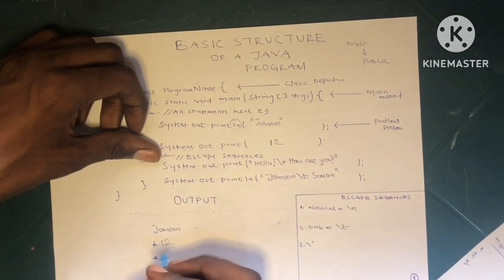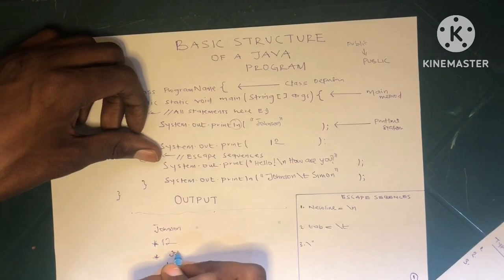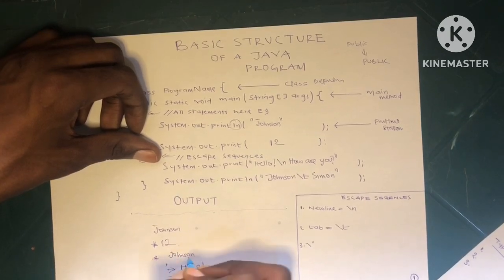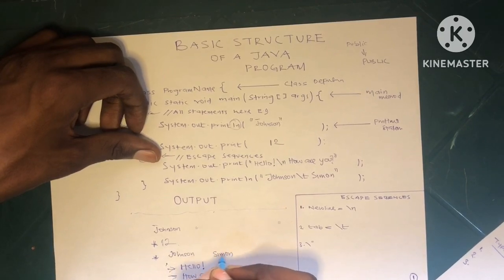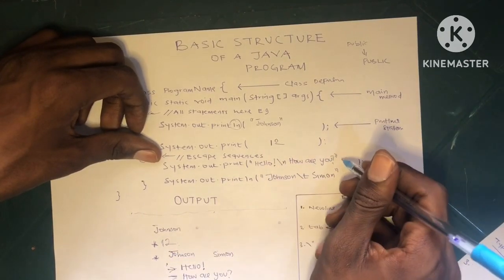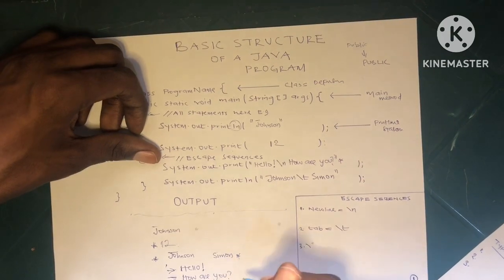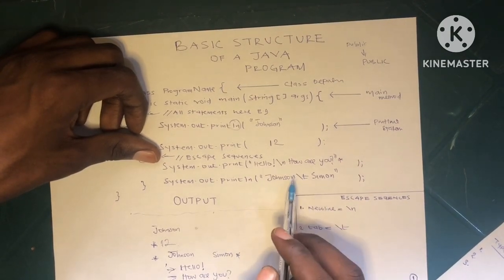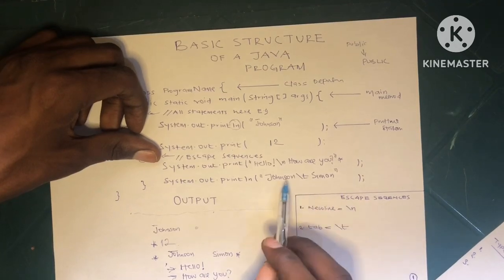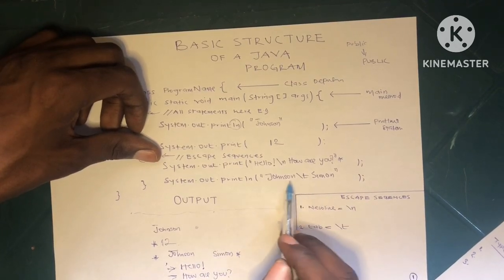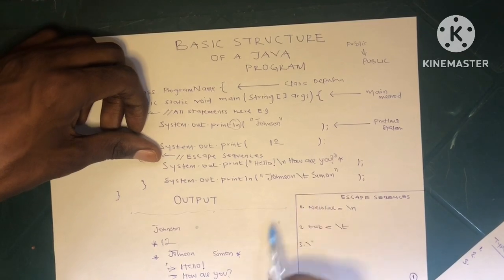program will be this. It will write Johnson, then give 4 spaces, then put Simon. Now this is what the output for this program will look like. This backslash t is for a tab, so it's basically saying that if I print Johnson, I should give 4 spaces then print Simon.